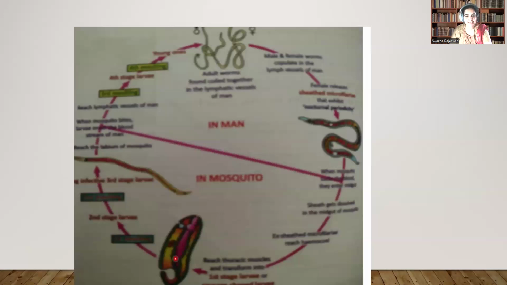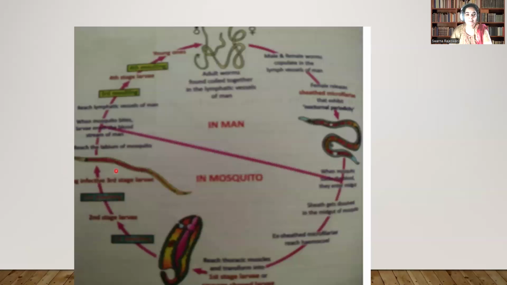which is present in the thoracic muscles, now undergoes the first molting and develops into the second stage larva. And this second stage larva undergoes the second molting and develops into the third stage larva. So this third stage larva now comes and is ready for the infection. So it is the infective stage.